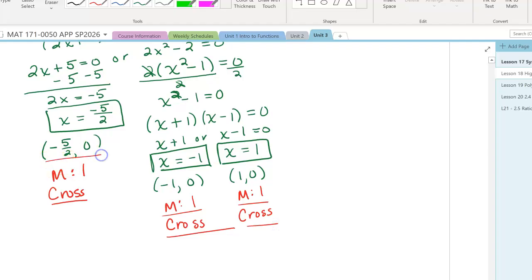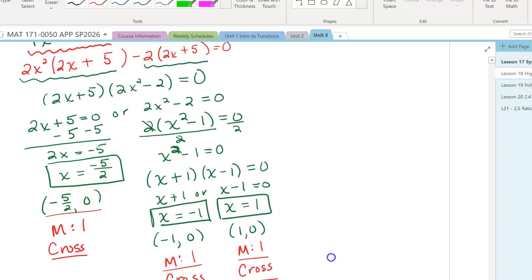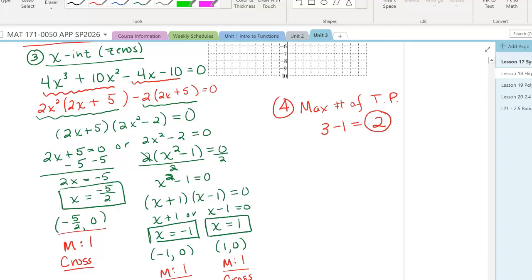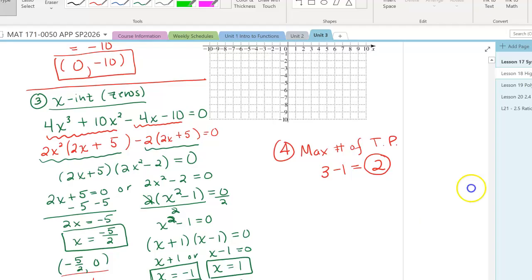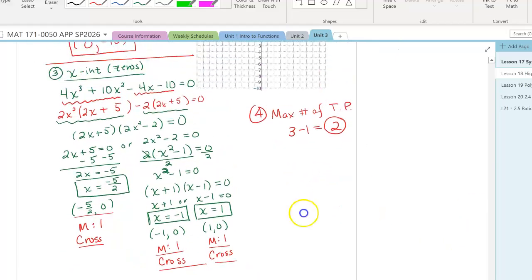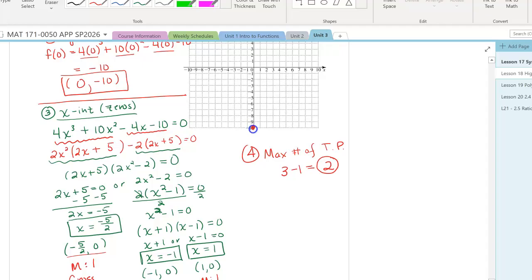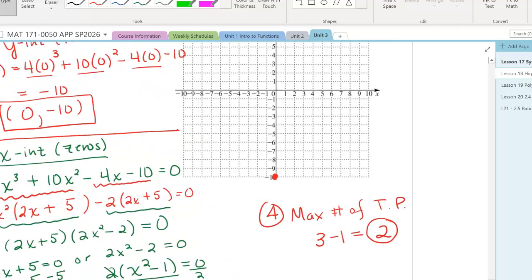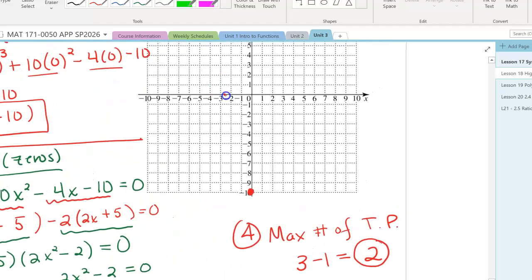All right. Now the maximum number of turning points is the last thing that we can use to help us make sure we have an accurate graph. Our degree is 3, so the maximum number of turning points is 1 less than that, or 2. So let's plot our points first. We have 0, negative 10, so that's going to be here. We have negative 5/2, which is actually negative 2.5, so that's going to be here.